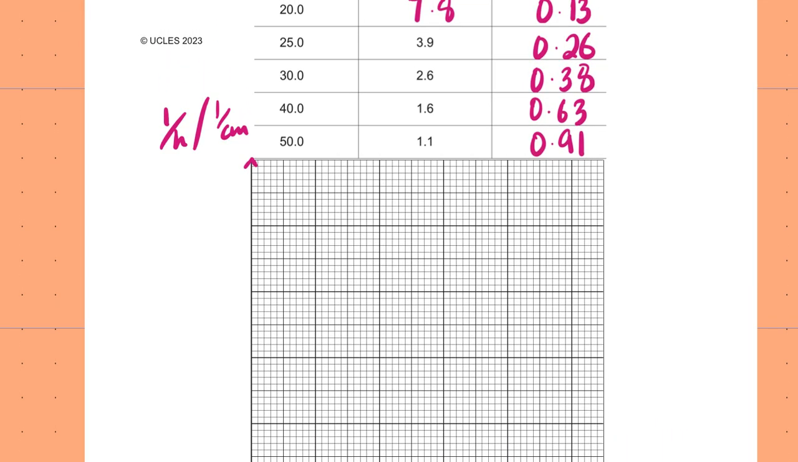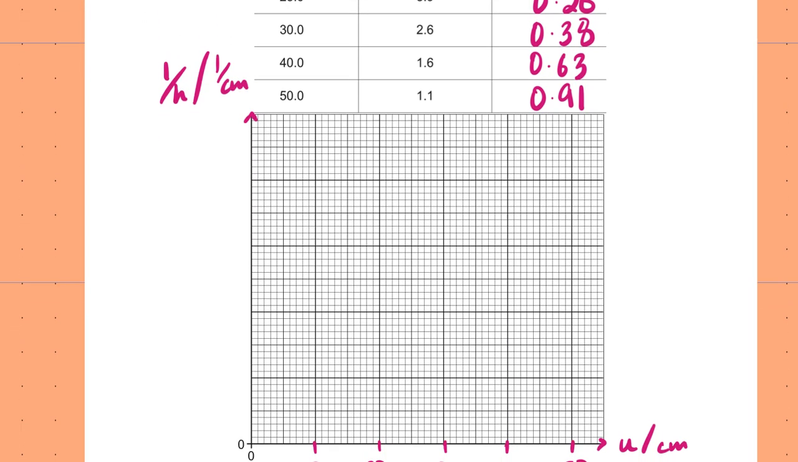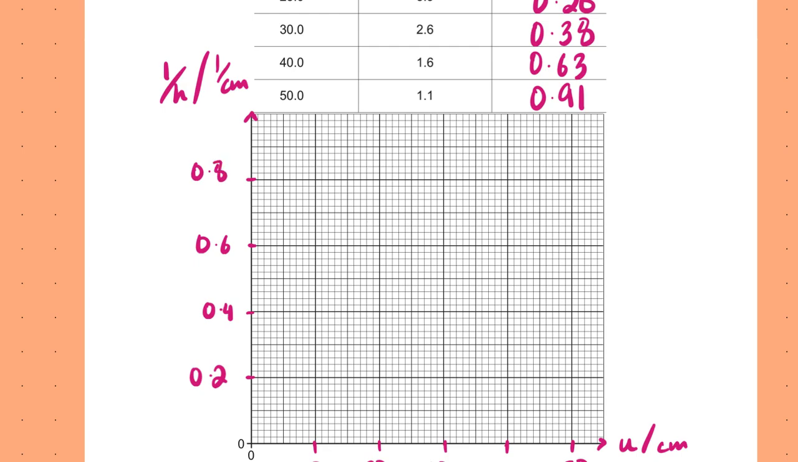So this goes up till 0.91, right? So how about 0.2, 0.4, 0.6, 0.8, and 1? All right. So 0.2, 0.4, 0.6, 0.8, and this is 1.0.